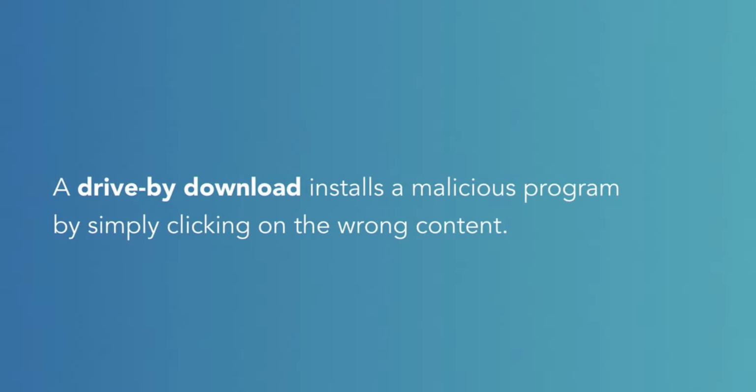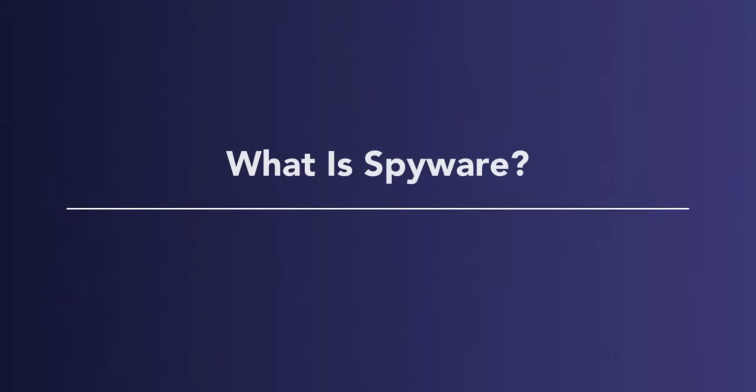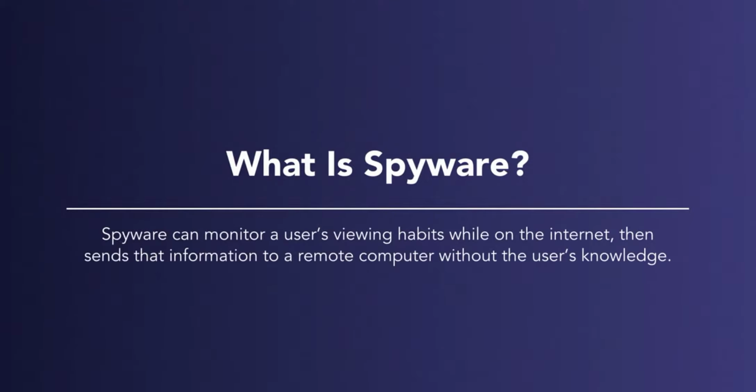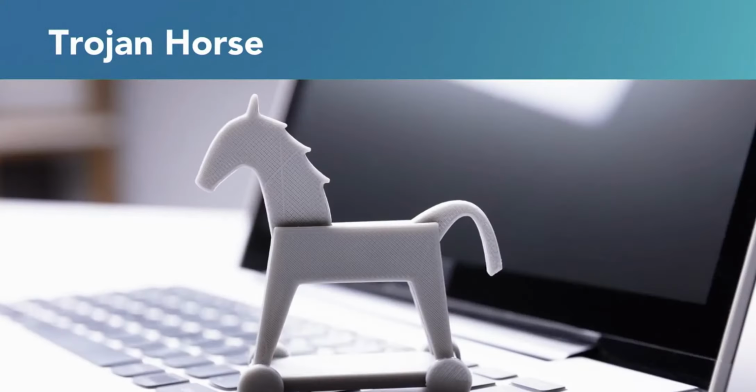While browsing, you can be a victim of a malicious program called a drive-by download that is able to get installed unintentionally by simply clicking on the wrong content. The malicious program can install spyware, which can monitor information on a user's viewing habits while on the internet, and then sends that information to a remote computer without the user's knowledge. It can even allow other malware, such as a Trojan horse, to be installed, allowing access to your files.